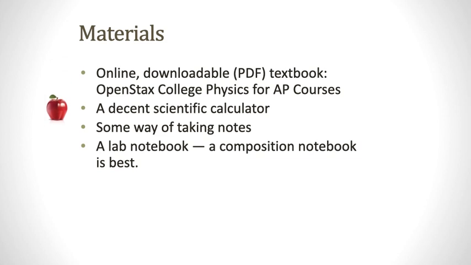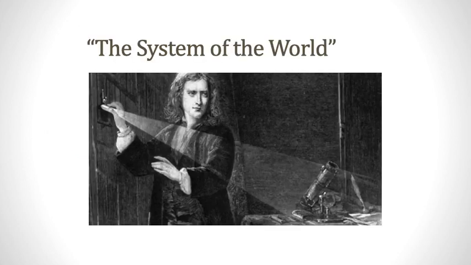They should have a decent scientific calculator. That does not need to be one of the really expensive ones. A $10 or $15 model is okay. However, if they would like to have some advice on a good model that they can get that will see them all the way through college, they can talk with me about it. They need some way of taking notes. Exactly how is up to them. And they should have a lab notebook, ideally a composition book, which is stitched and won't fall apart, and that should be separate from however they're taking notes in class.